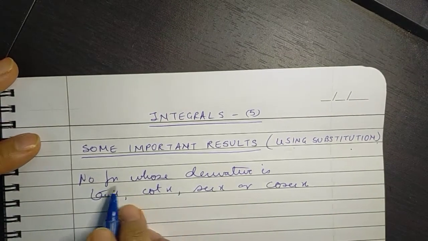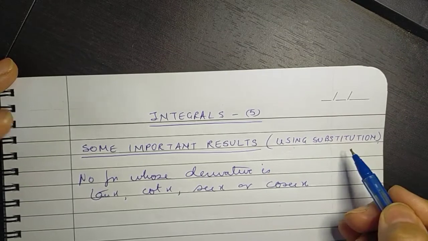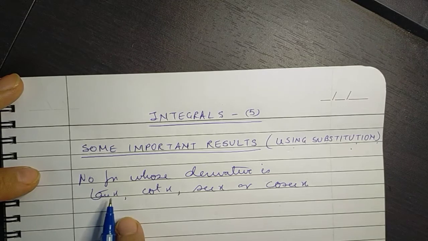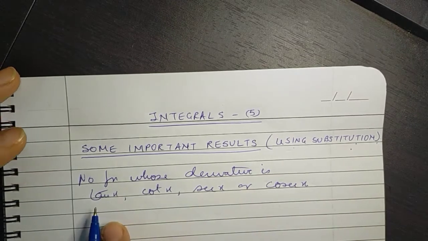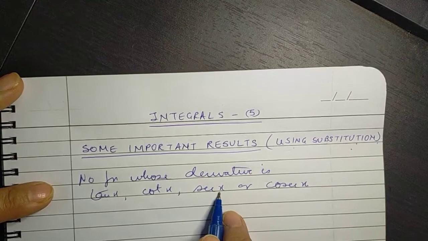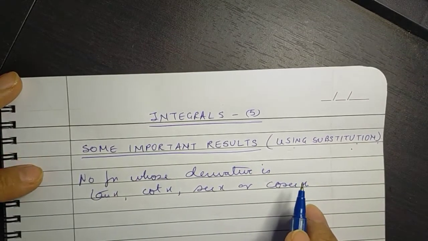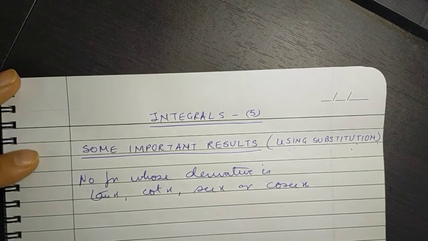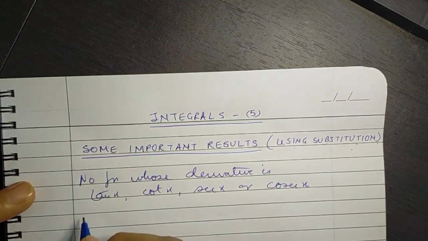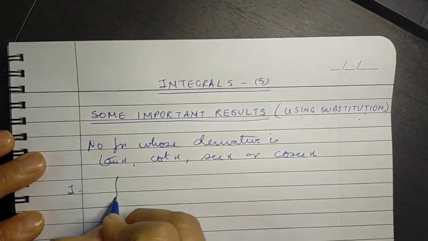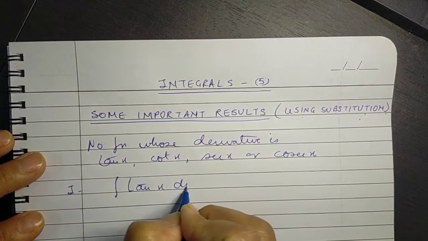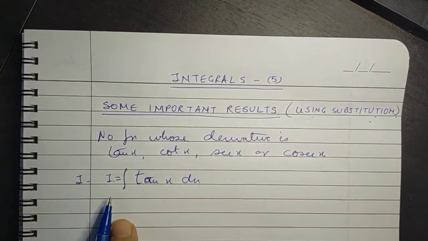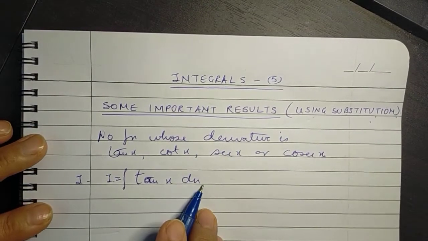So today, using the process of substitution, we are going to derive the integrals of each of these four functions, which is tan x, cot x, sec x and cosec x, which could not be found just by observation as other trigonometric functions. Okay. Now let's first take up the integral of tan x dx. So let I be equal to the integral of tan x dx.